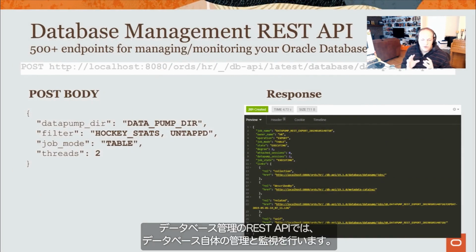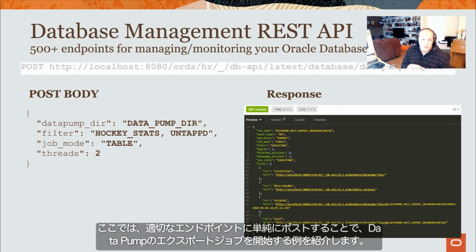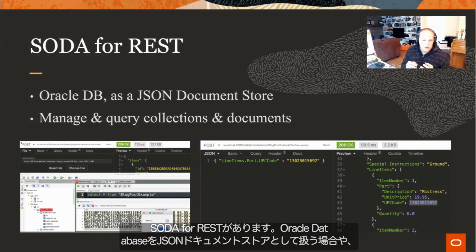For the database management REST APIs, this is for managing and monitoring your database itself. There are over 500 endpoints that make different APIs and different data dictionary views available for you via HTTPS. So here's an example of me kicking off a Data Pump export job by just doing a simple POST to the appropriate endpoint and passing the Data Pump parameters via the HTTP POST body, and in this case it is a JSON document.